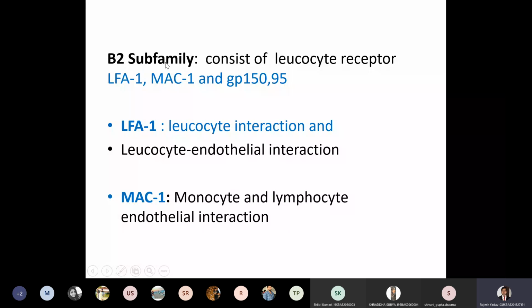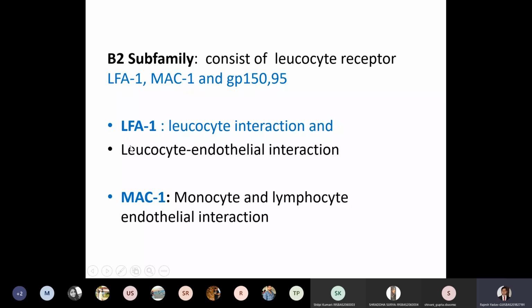Another family of integrin is called the beta 2 subfamily. The beta 2 subfamily consists of leukocyte receptors, which is common to all the members of this subfamily. What is a leukocyte? That is a WBC. So leukocyte receptors means these integrins will be present in the blood vessels or in the blood. There are many types of beta 2 subfamily integrins, like LFA1 integrin, MAC1 integrin, GP150 integrin, and GP95 integrin. These are examples of the beta 2 subfamily.